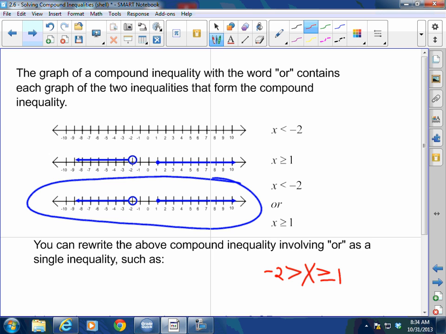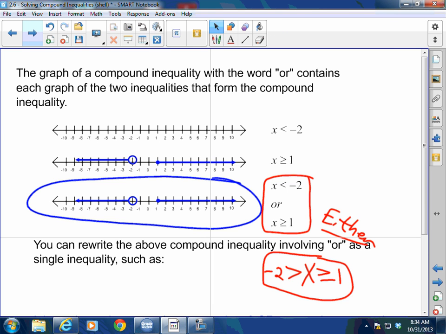However, for the ORs, you could do it this way or that way. Either works. For the ands, you do not have that luxury. For the ands, you have to write it as a single inequality. For the ORs, I will give you the option because mathematically, you do have the option.